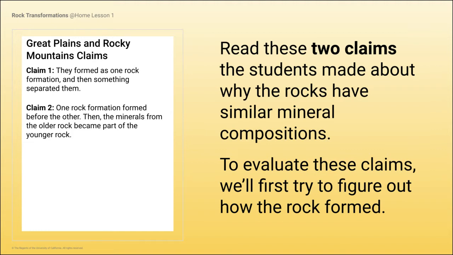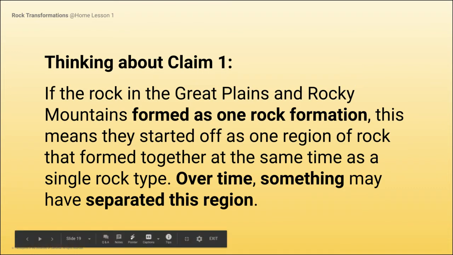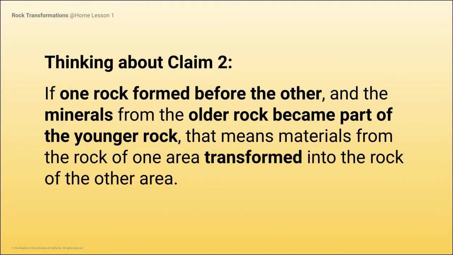To evaluate these claims, we'll first try to figure out how these rocks formed. So these are our 2 options of how they could have formed. All right, thinking about claim 1. If the rock in the Great Plains and the Rocky Mountains formed as one rock formation, this means they started off as one region of rock that formed together at the same time as a single rock type. Over time, something may have separated the region. These are big hints: over time, something, and separated. Big hints.